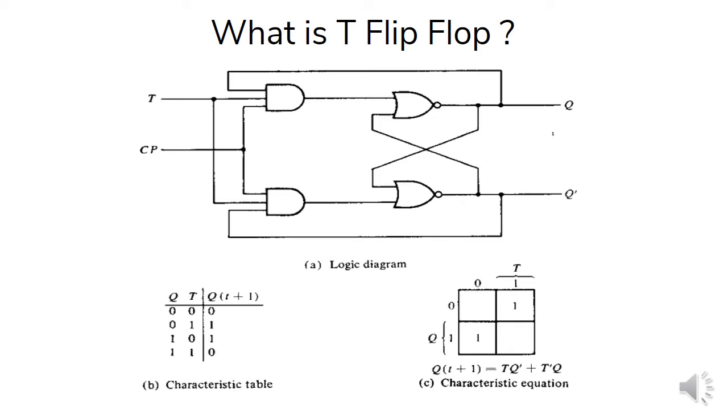In a T flip-flop, we can change the state, or more precisely complement the state, by toggling the input T. When T equals 1, it complements the current state of Q. As you can see from the characteristic table, in row number 2, Q equals 0 and T equals 1. It complemented this Q and Q(t+1) equals 1. We can also see from the characteristic equation, Q(t+1) equals T Q complement plus T complement Q.